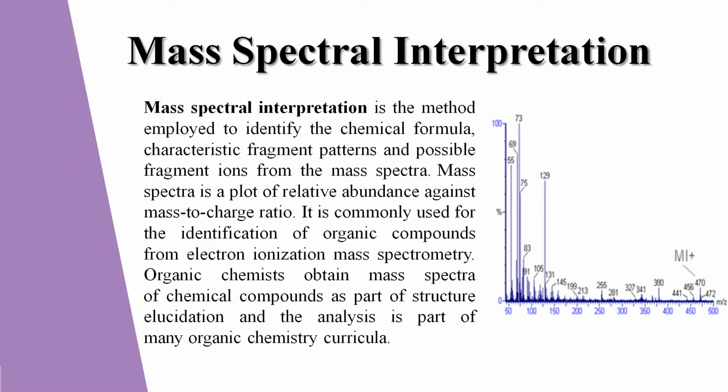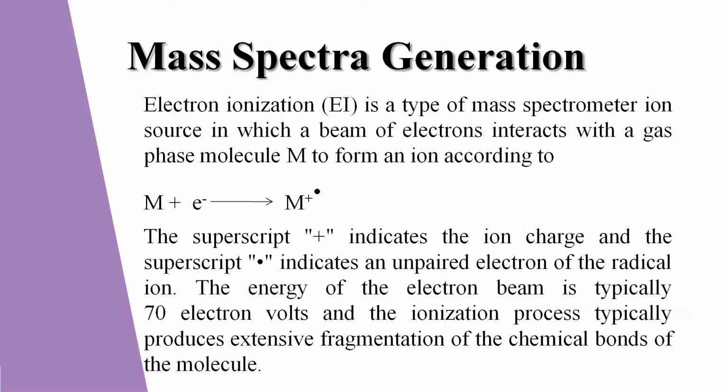Instrumental analysis is frequently conducted on a gas chromatograph (GC) with either a flame ionization detector (FID) or mass spectrometer (MS). Next is mass spectra generation. Electron ionization is a type of mass spectrometer ion source in which a beam of electrons interacts with a gas phase molecule M to form an ion according to the equation.